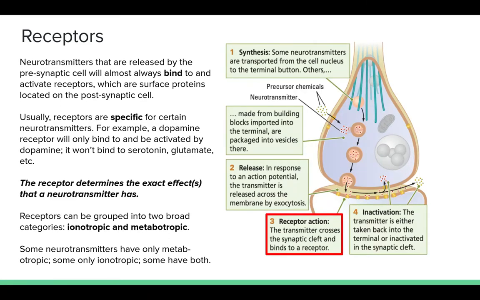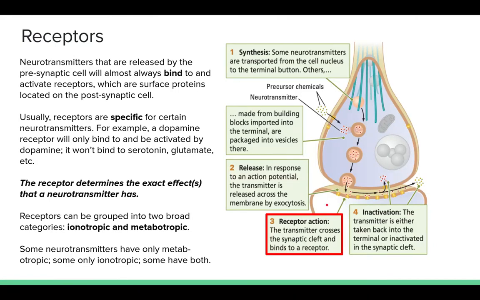The second important idea is that whatever effect we see from the release of neurotransmitters at the synapse is going to be determined by that receptor. You might have heard me say things like, this neurotransmitter is excitatory, or this neurotransmitter is inhibitory, or this other neurotransmitter has a modulatory action. But that's actually a little bit imprecise. What we really mean is that when those neurotransmitters bind to their specific receptors, those receptors are going to have an excitatory, inhibitory, or modulatory action on the postsynaptic cell.